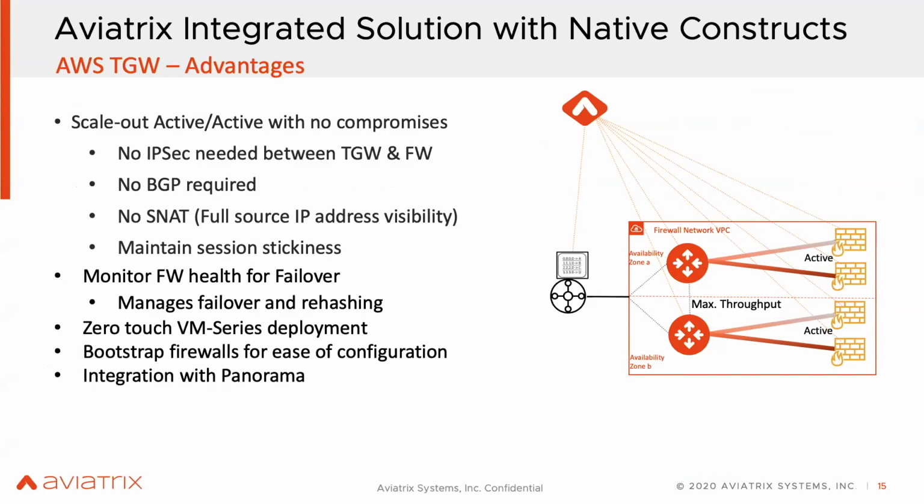Okay, so no IPsec needed, no BGP requirement, no SNAT, full source IP address visibility. We maintain the session stickiness. We do the load balancing between these firewalls. And we also have some connection policies, or a concept of security domain, which I'm going to show you, which allows you to create a policy. So instead of you saying that this VPC has a production workload and I need to send it to this firewall, no, you don't have to worry about that. You just go to the controller. There's a UI available. You specify this is the workload which I need to be protected, and we'll take care of everything in the background.